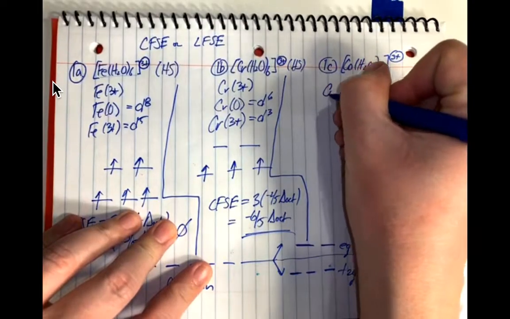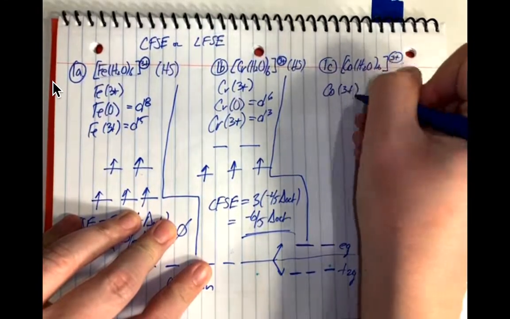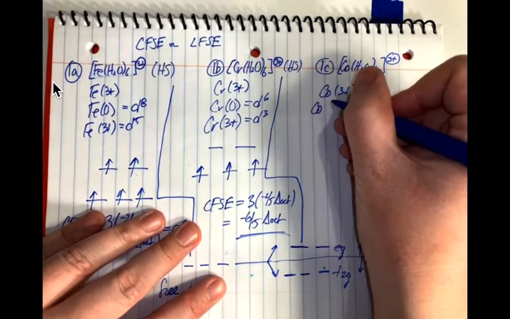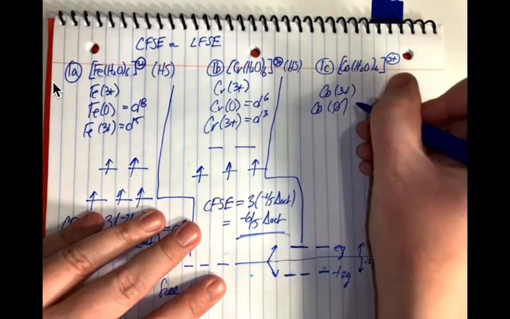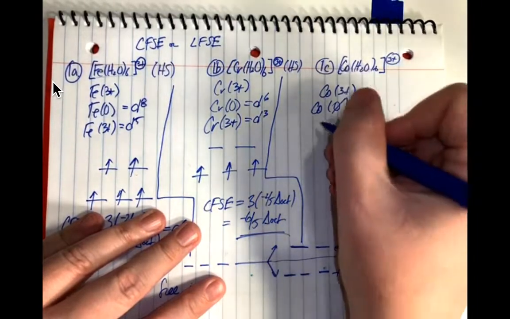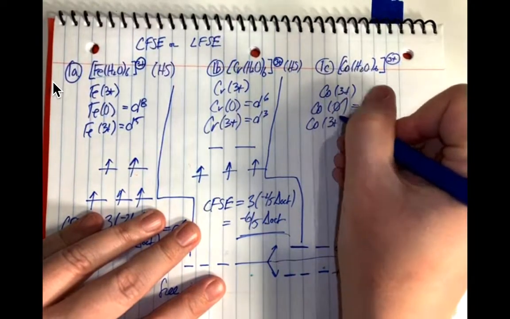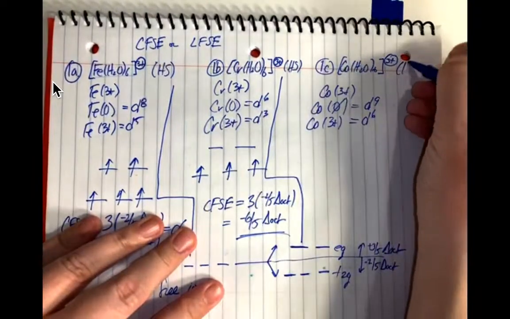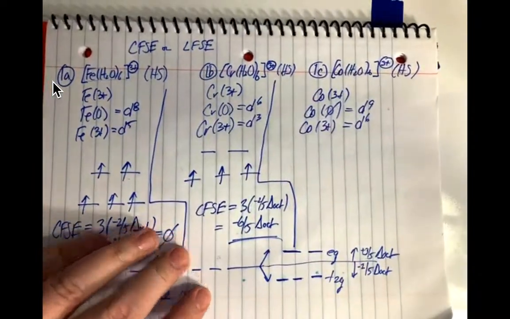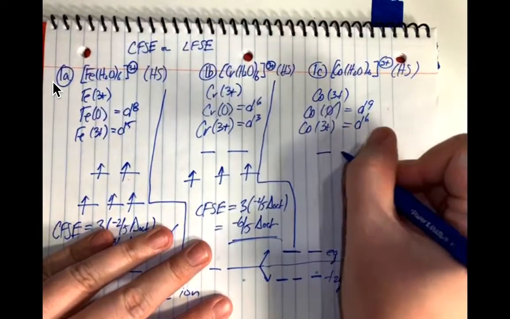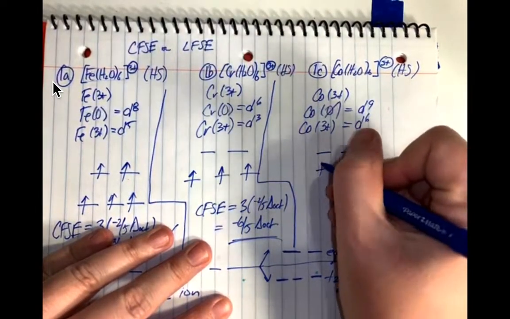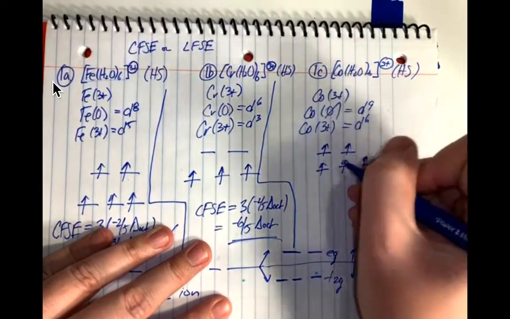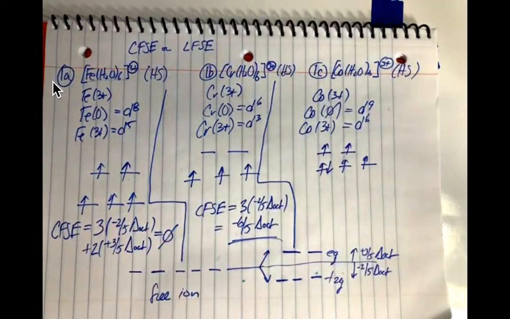All right, and another +3 metal, so this is cobalt 3. Cobalt 0 is D9, so cobalt, if it loses 3 d electrons, must be D6. And in the problem, I'll let you know that it's high spin. So now high spin is actually going to matter. 1, 2, 3, 4, 5, 6.